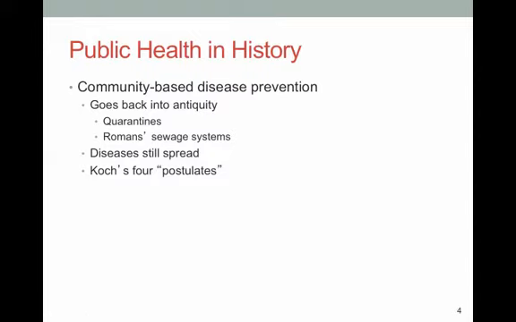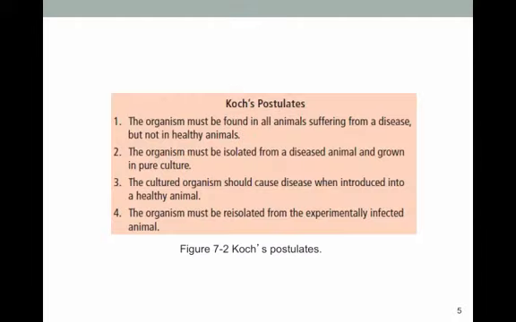Now, Koch came up with 4 postulates, and he was a scientist, and these 4 postulates have kind of helped us define diseases. They established that the organism is the cause of a particular disease, and permitted public officials to incorporate quarantine while allowing physicians and scientists to identify, isolate, and inoculate the population against the disease. And these are Koch's postulates, and this is figure 7.2 in your book.